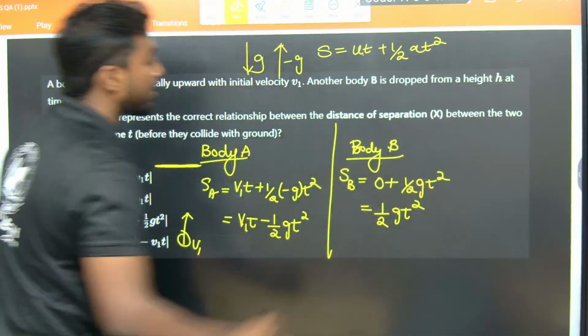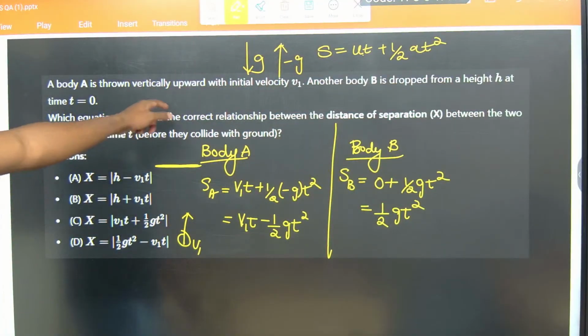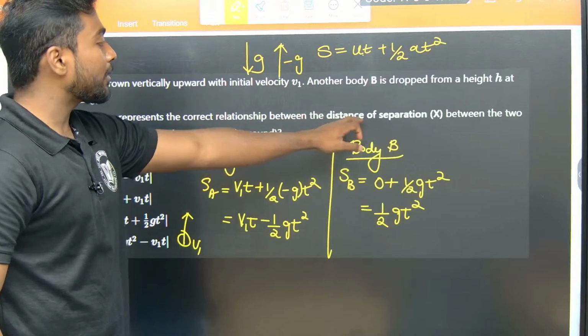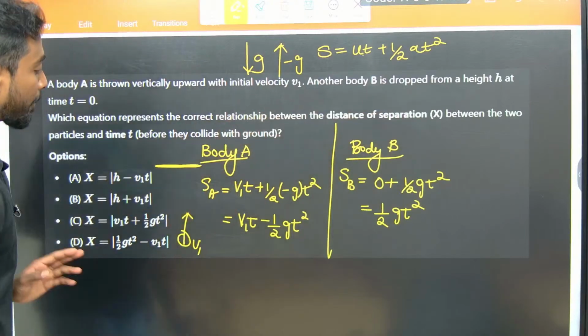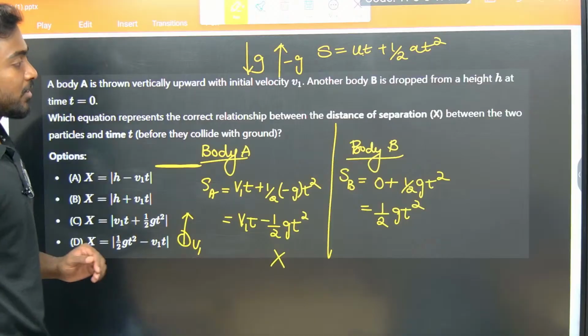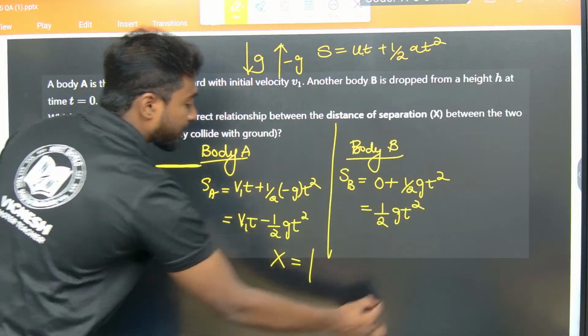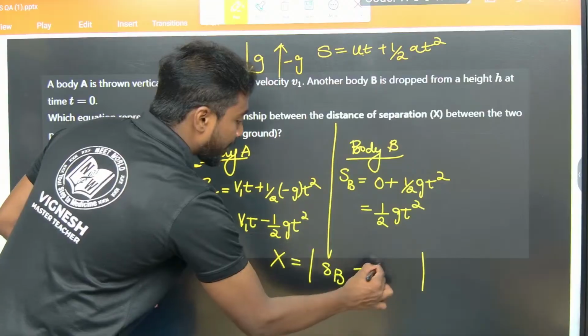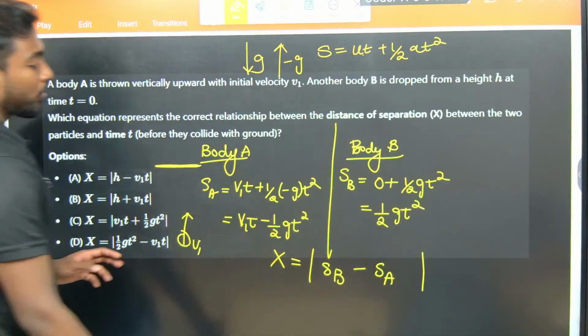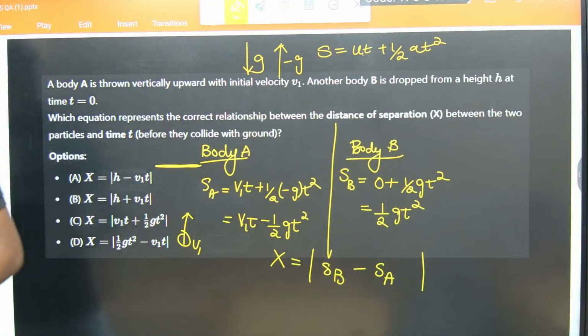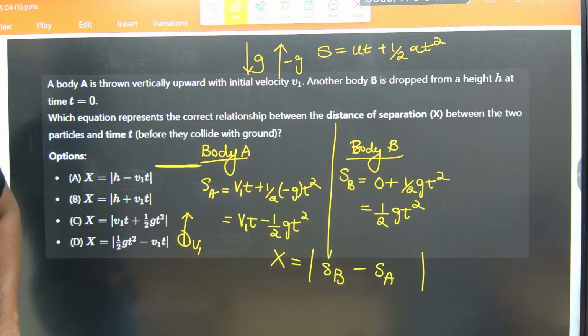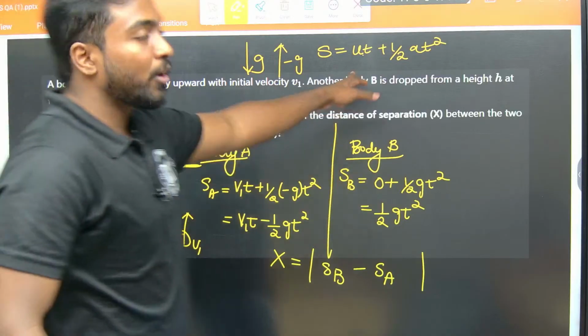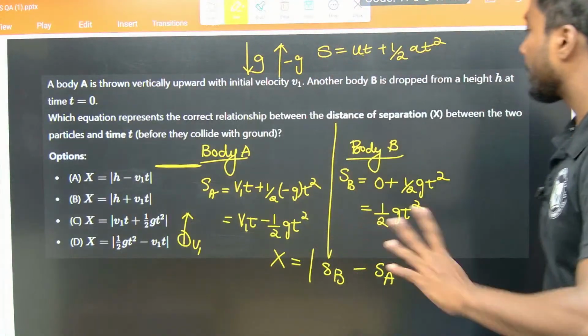Half g t square. Now what they are asking is, which equation represents the correct relationship for the distance of separation? So the distance of separation, I will take as x, should be equal to the modulus of SB minus SA. So if I do this, I will get the relationship. That is, the position from the ground of body B minus the position from the ground of body A. That's it.